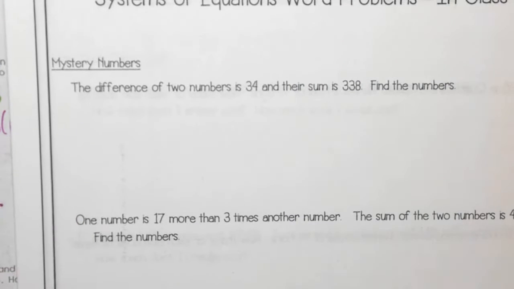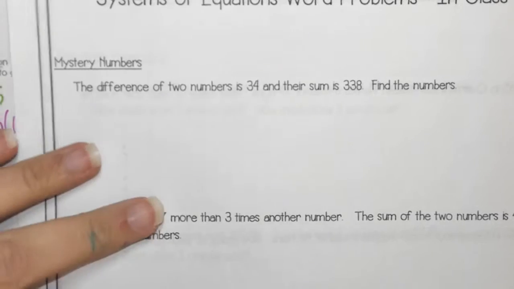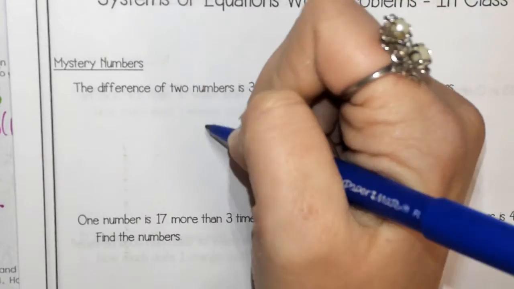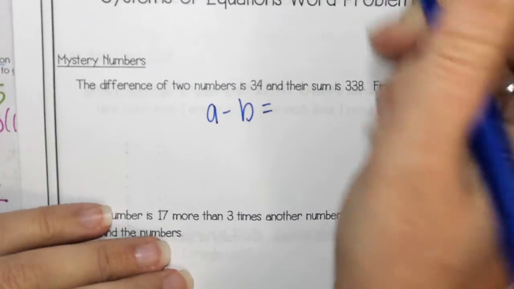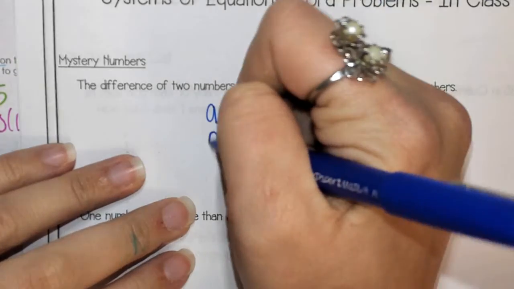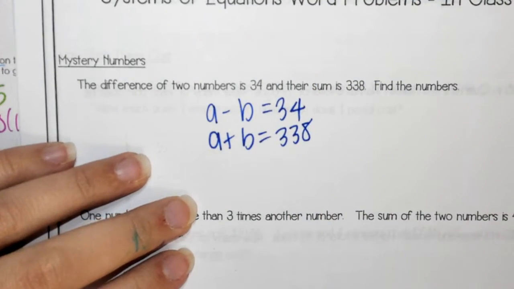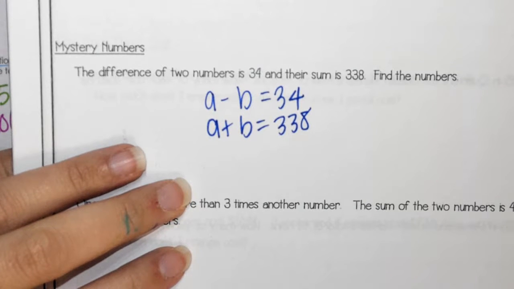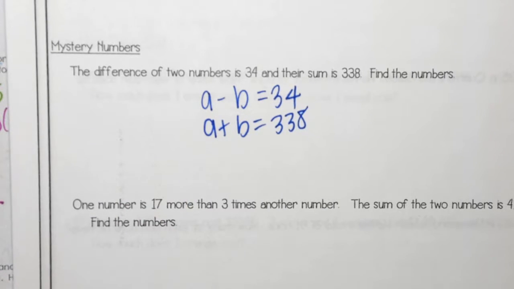Alright, so the first one says, the difference of two numbers is 34, and their sum is 338. Find the numbers. What does it mean for difference? Subtract. So if I don't know the two numbers, what do I call them? X and Y. Can we call them A and B? Alright, so their difference is, and their sum is, I do not know. The difference of two numbers is 34, and there's some. That's all you have to do. And now solve it.